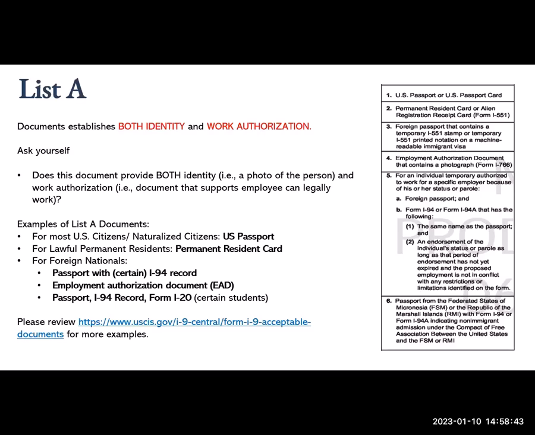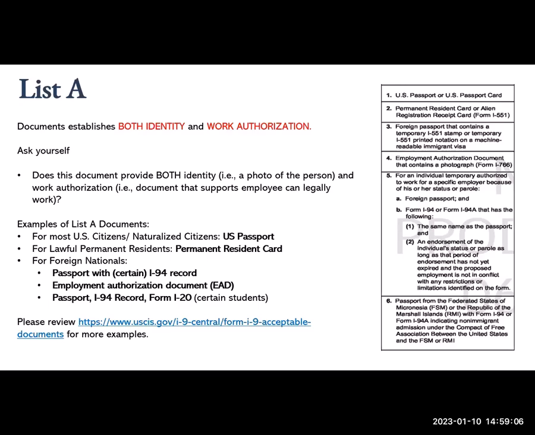So that's number 5. And then, like I said before, for foreign nationals, you're typically going to be looking at a foreign passport with an I-94 record, or in some cases, you're going to look at three documents: the passport, the I-94 record, and the Form I-20. Okay, so that's List A.